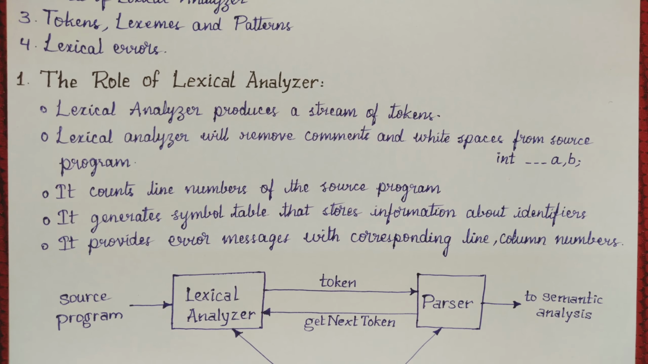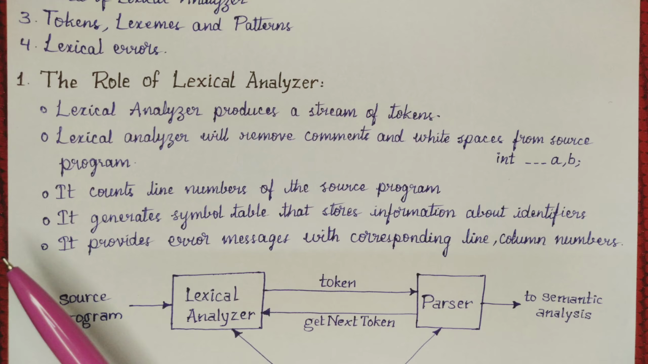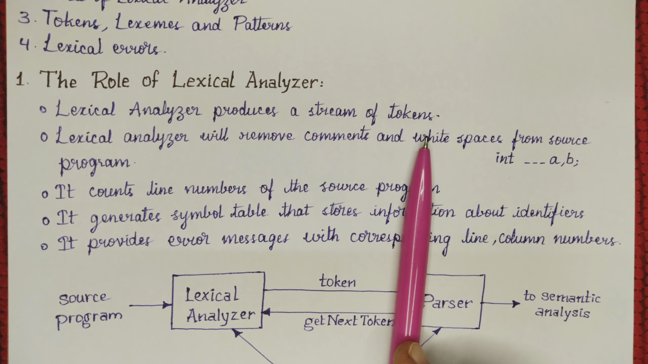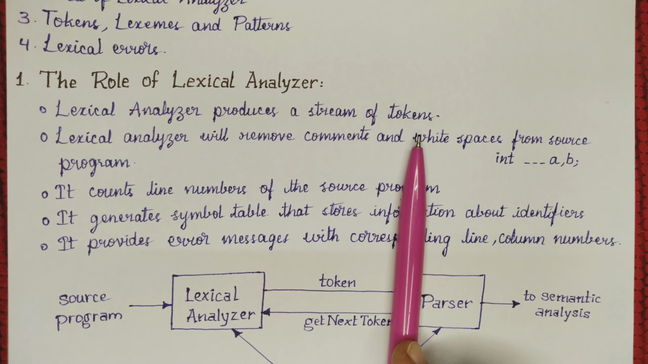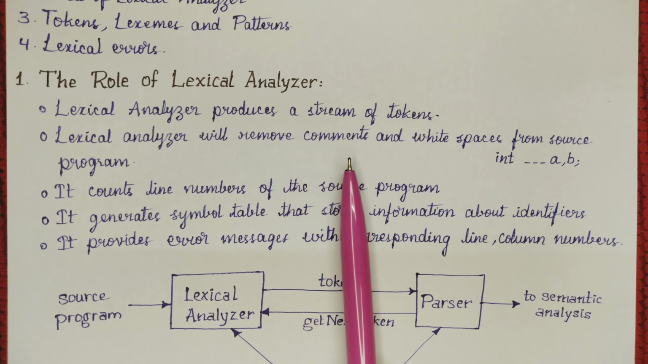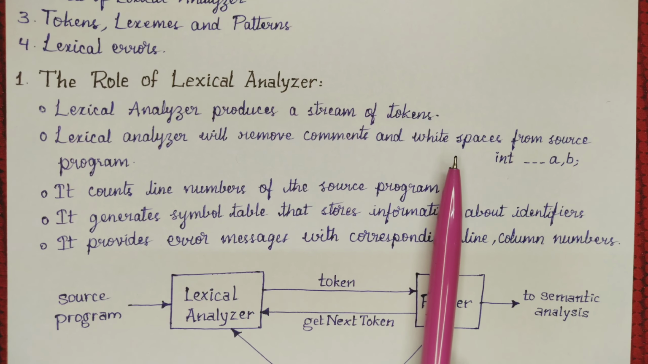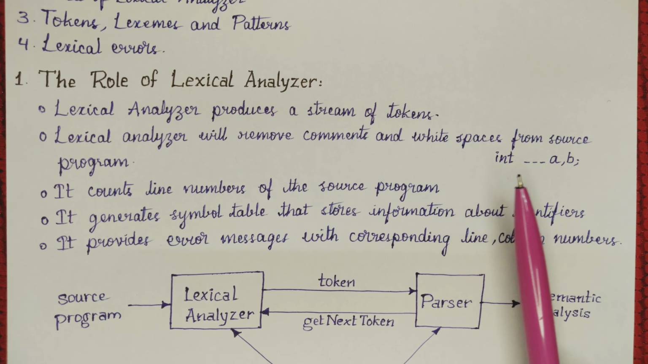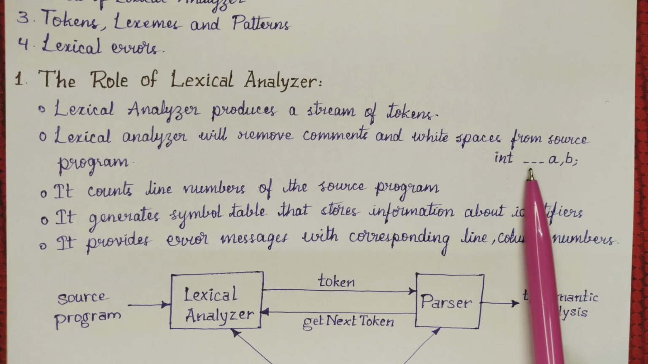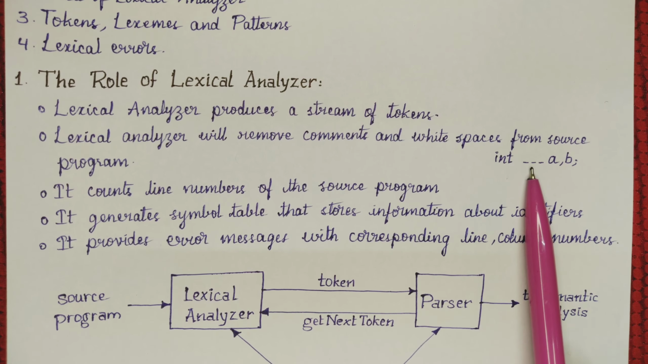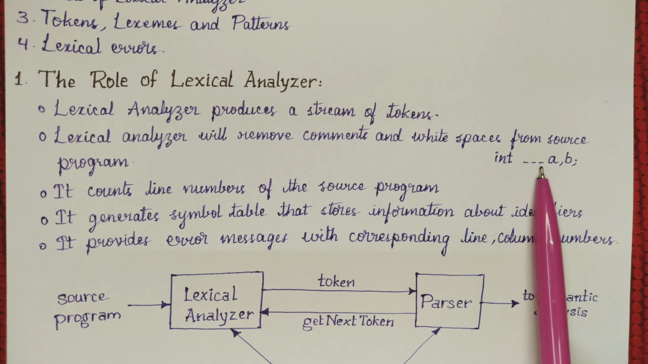So what is the role of the lexical analyzer? As we already discussed, the lexical analyzer produces a stream of tokens. A token can be a variable or identifier, constant, keyword or operator. We will discuss it briefly further. The lexical analyzer removes comments and white spaces like blank spaces or new line characters from the source program. Suppose for example, consider int with some spaces a, b. We have 4 spaces here. The lexical analyzer will remove these unnecessary blank spaces.